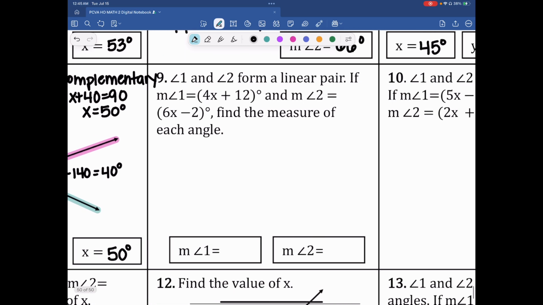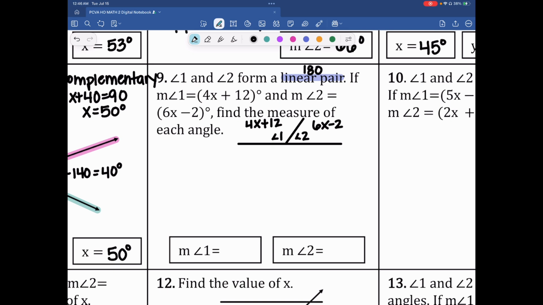All right, number 9 says angle 1 and angle 2 form a linear pair. If the measure of angle 1 is this and the measure of angle 2 is this, find the measure of each angle. Now remember, a linear pair is 180 degrees. So I'm just going to set up a general sketch of a linear pair that are adjacent to each other. And so I'm able to visualize that, let's say angle 1 is 4x plus 12, and then angle 2 is 6x minus 2. So we want to find the measure of each angle.